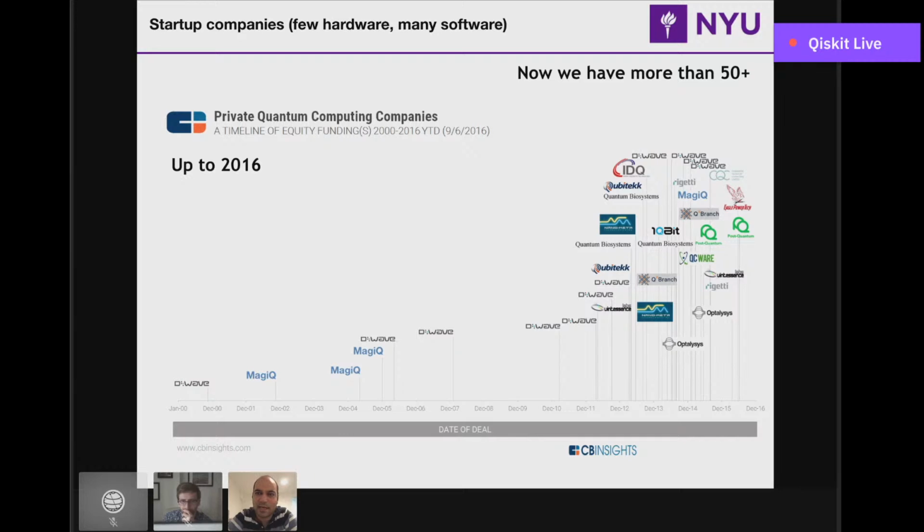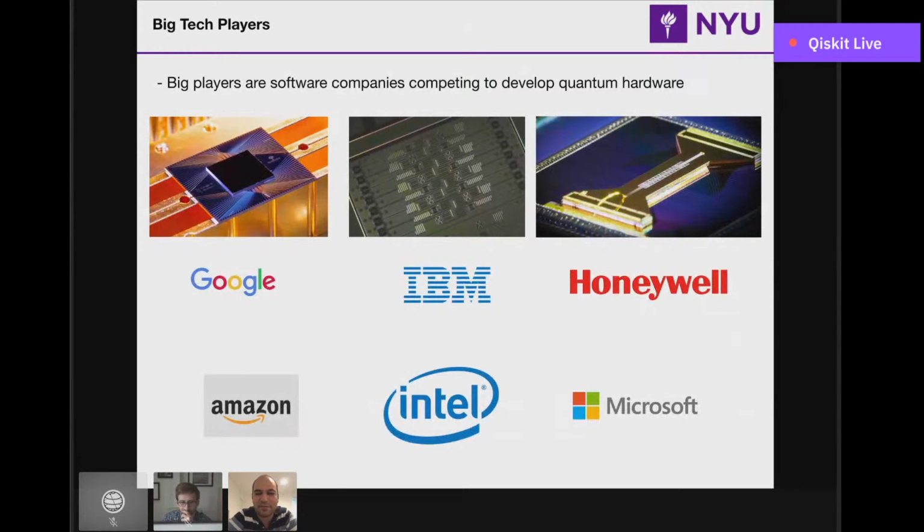If you look at it right now, I think there are more than 50 companies focused on this kind of topic. There are big tech players like Google, IBM, Honeywell, Amazon, Intel, Microsoft, in addition to those startups. And each has taken a technology and tries to perfect it as they go. A lot of the main players and, I guess, the hopeful candidate are based on superconducting qubits.